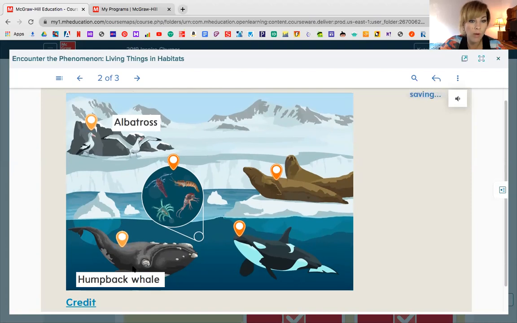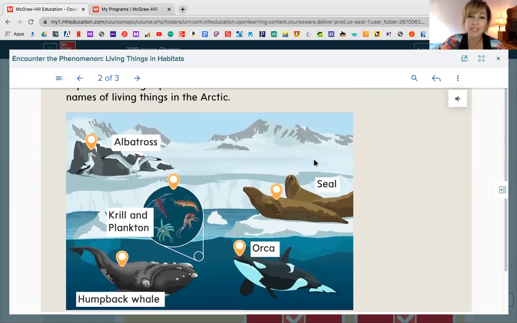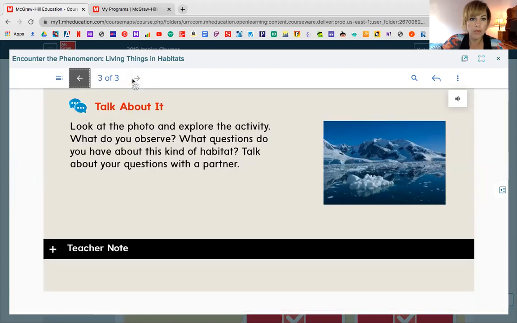The humpback whale, it's a huge whale. And then this is zoomed in on little bugs, parasites. They are krill and plankton. We have an orca, or some of us like to call them killer whales. And then here we have seals. So these are some of the animals that live in the Arctic. That's their habitat. That's where they live. Let's go to the next page.